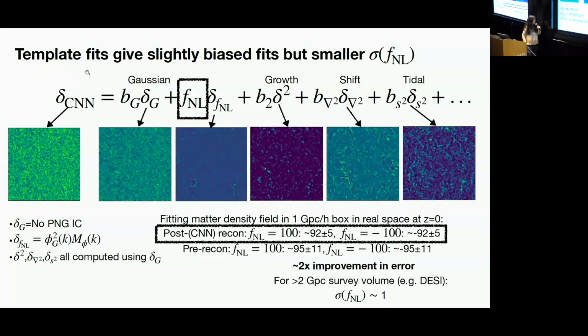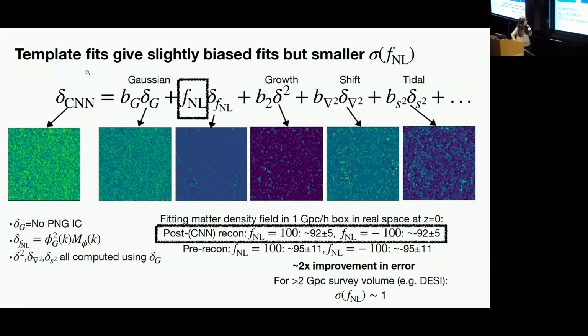for simulations with FNL plus 100 and minus 100, we can get a constraint of about plus minus 92 with an error of about 5. So the fits are slightly biased, but the error is much smaller. And so compared to pre-reconstruction, we can get about 2 times improvement in error. So that's in 1 gigaparsec volume.